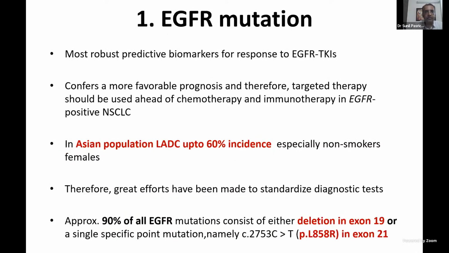Starting with EGFR, it's the most robust predictive biomarker for response to EGFR TKIs. It confers a more favorable prognosis, and therefore targeted therapy should be used ahead of chemotherapy and immunotherapy in EGFR-positive NSCLC. Especially in the Asian population, in lung adenocarcinoma there is up to 60% incidence, especially among non-smoker females. Therefore, a great effort has been made to standardize the diagnostic test, and approximately 90% of all EGFR mutations consist of either a deletion in exon 19 or a point mutation, L858R, in exon 21.